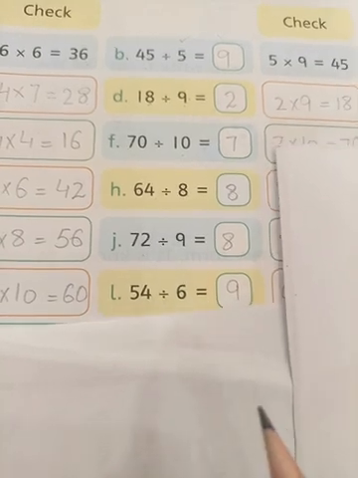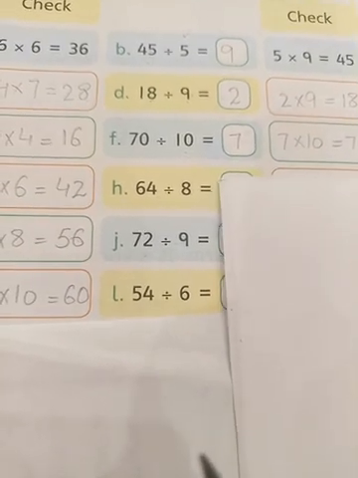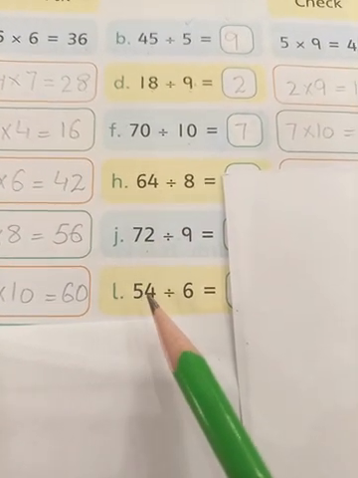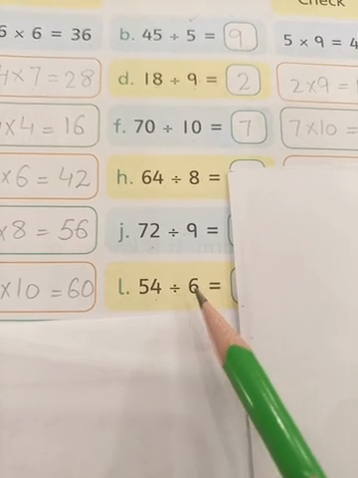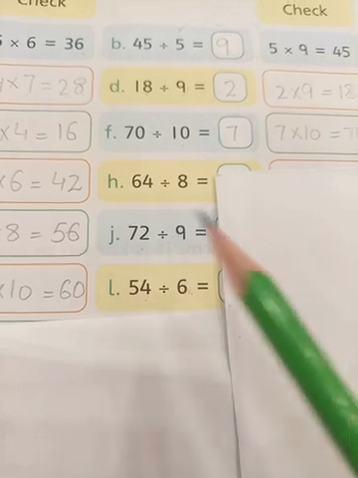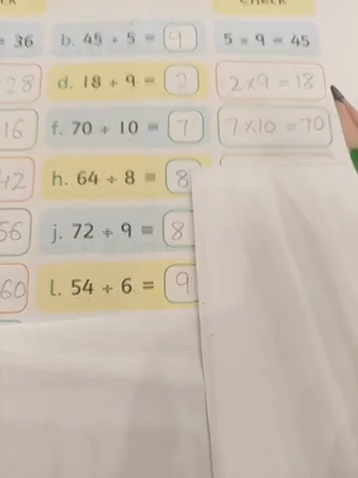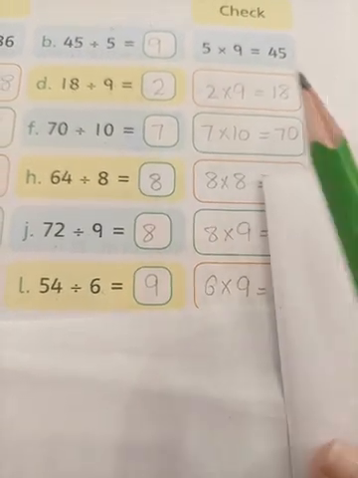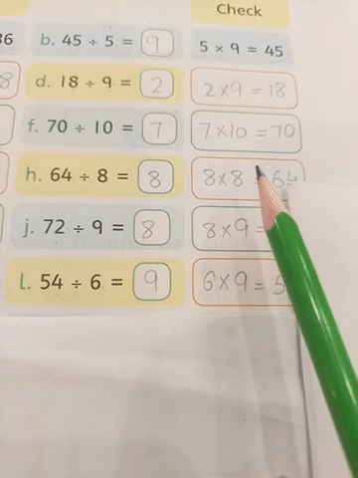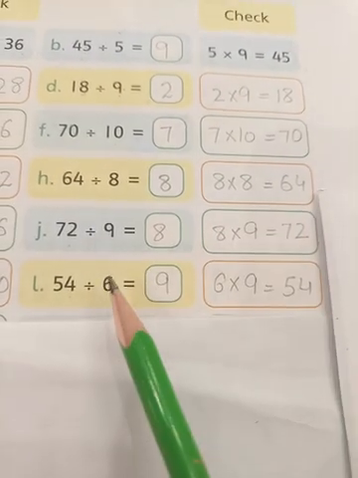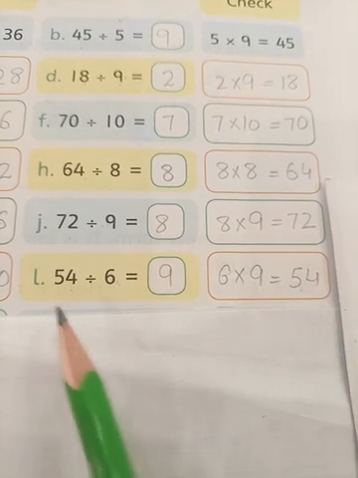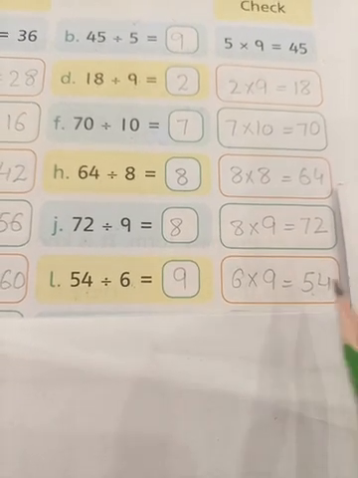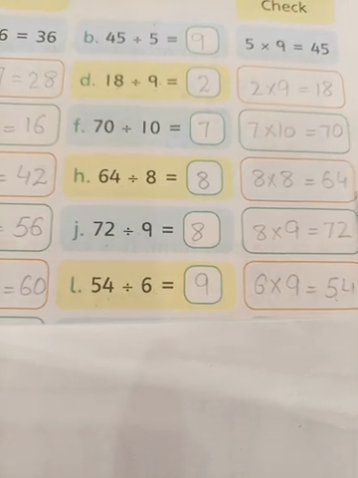Next is part L. Look at this student. We are going to divide 54 by the number 6. So 6 nines are 54. Here is our answer, that is 9. Next is the checking process. For the checking, you know that we will multiply these two numbers. 6 nines are 54 and this number 54, both are the same, which means our answer is correct.